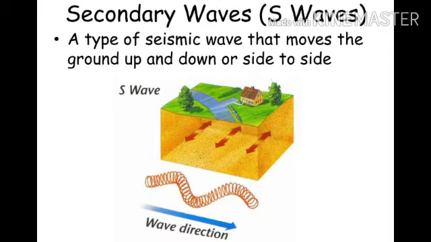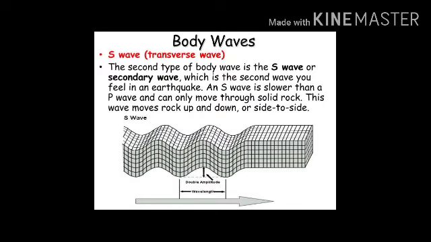Number 2, S waves or secondary waves. These are transverse waves. Their direction of travel is at right angles to the direction of the oscillation. They can travel in solid media only.